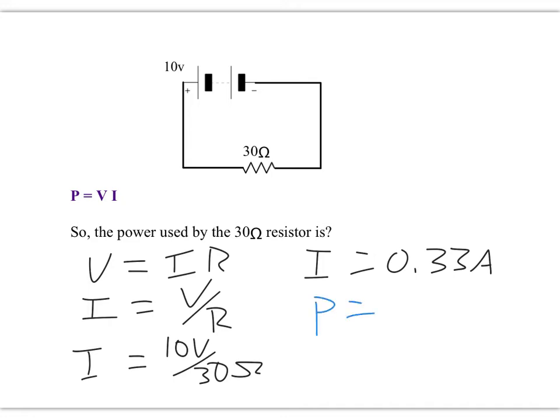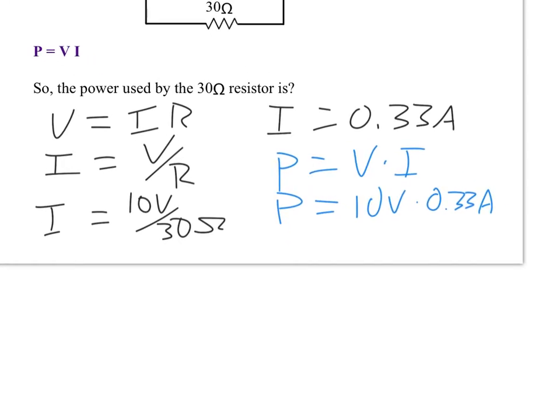P is equal to voltage times current. Power is equal to 10 volts times 0.33 amps. And so the math is really simple here. I get power is equal to 3.3, and my units are volts times amps, a volt amp. And so I wind up having a different unit for power that is equivalent to the volt amp, where I wind up abbreviating it for historical reasons.